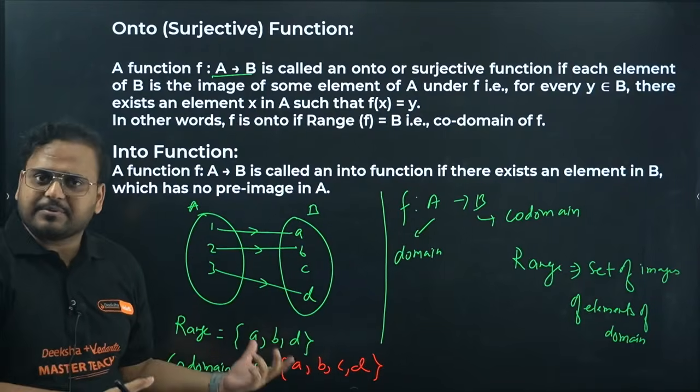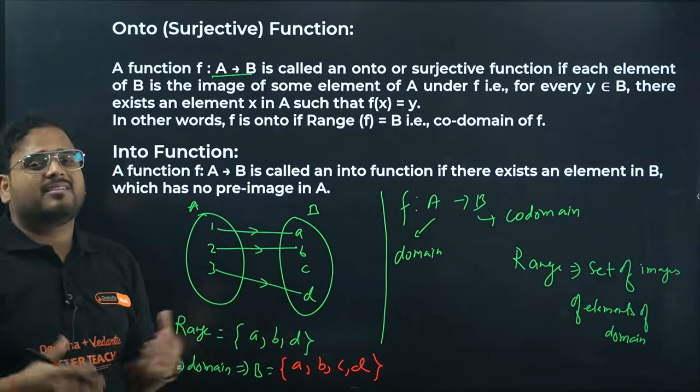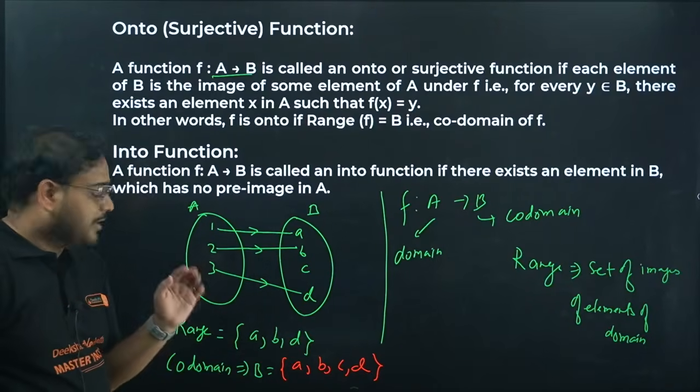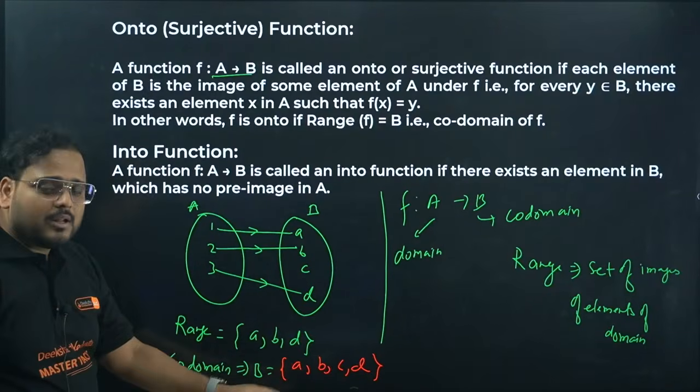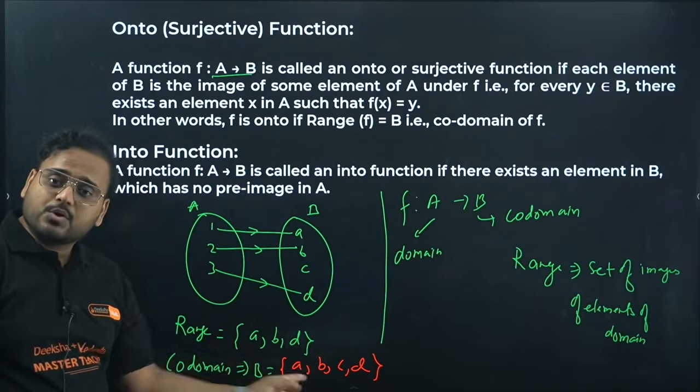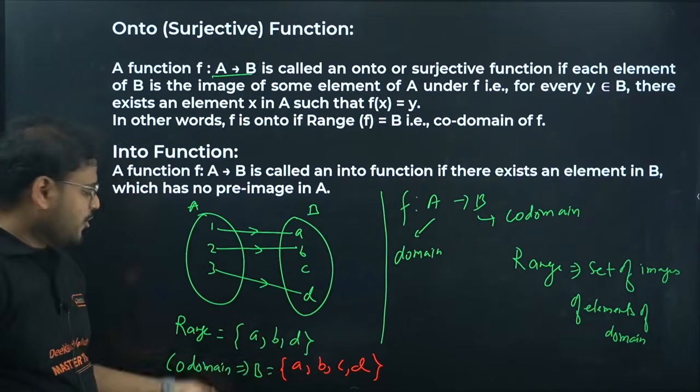Clear, right? What is the difference between range and codomain? If you see very clearly, are they equal? No, sir. This has only 3 elements, A, B, D. This has A, B, C also. So A, B, C, D is there. Yes, they are not equal.